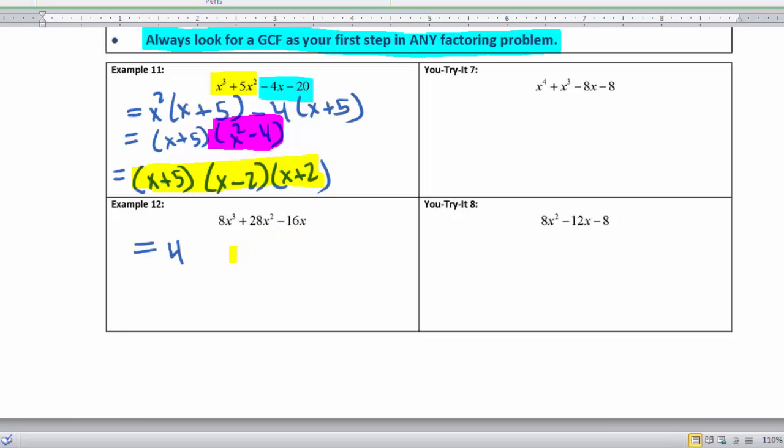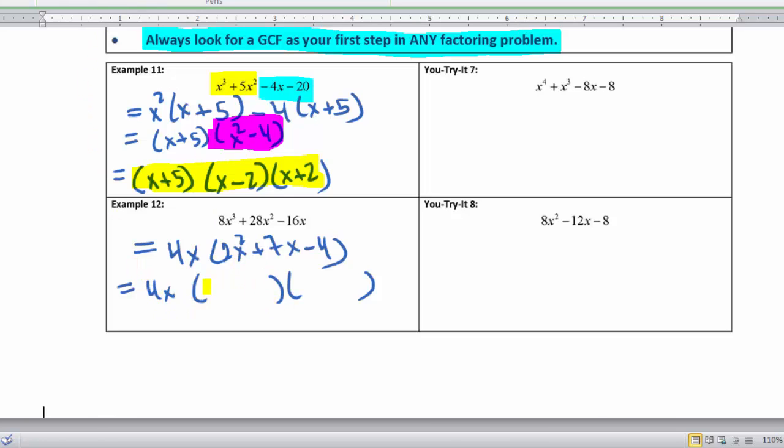Remember, I can always take out the lowest power for my GCF. So I take out an x to the first. Now see what's left. When I take out a 4x, I'm going to be left with 2x squared plus 7x minus 4. Now, there shouldn't be a GCF, which there isn't. So this looks like it's just going to be an ax squared plus bx plus c. So I bring my 4x down. And this one I would probably do by guess and check. You could use the AC method, but I'm doing guess and check because I don't have enough room here. But you could do the AC method.